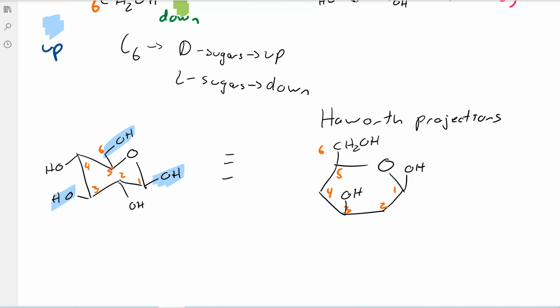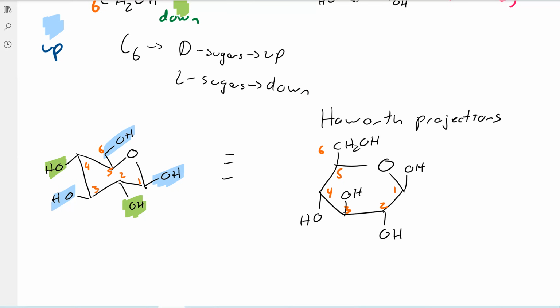It actually only tells you whether things are up or down. It doesn't tell you whether things are axial or equatorial. And then the other positions, right? This one's down and this one's down. So we can draw them as pointing, well, down, right? So this one's pointing down. And then off of carbon number 2, it's pointing down as well.